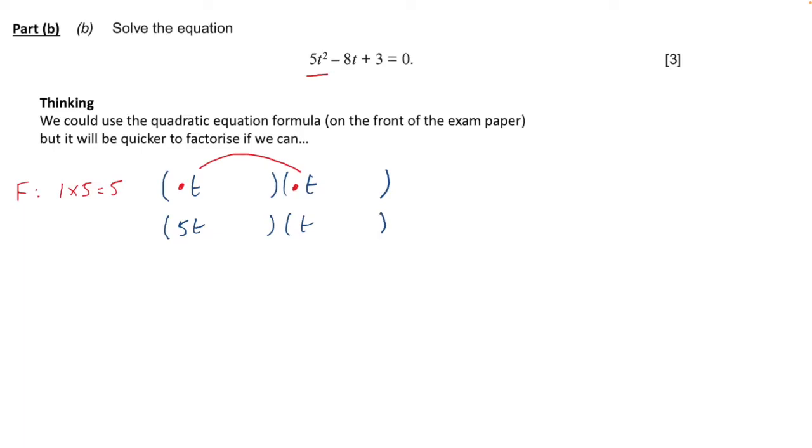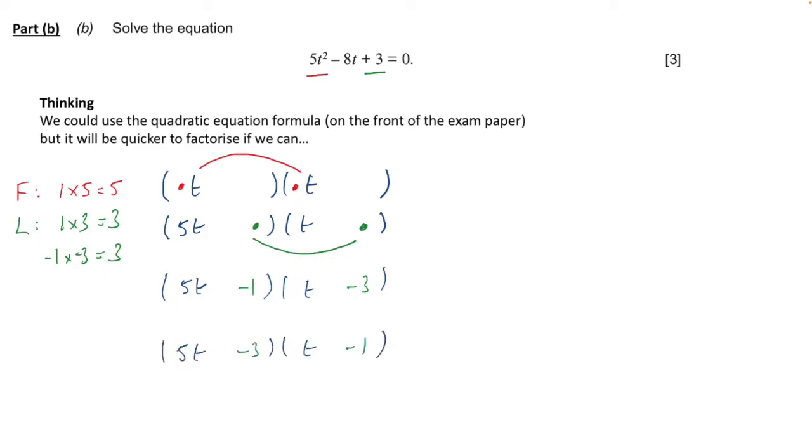The next thing to look at is the last numbers in the brackets. So these two need to multiply to plus 3. And that gives us two choices. We've got 1 times 3, which is obviously 3, but we could have minus 1 times minus 3 equals 3. And actually, seeing as we've got minus 8t in the middle, we need some minuses in there, so it's going to be the minus 1 and the minus 3. Now it could be that way round, or it could be the other way round. So we've got to check both of them.